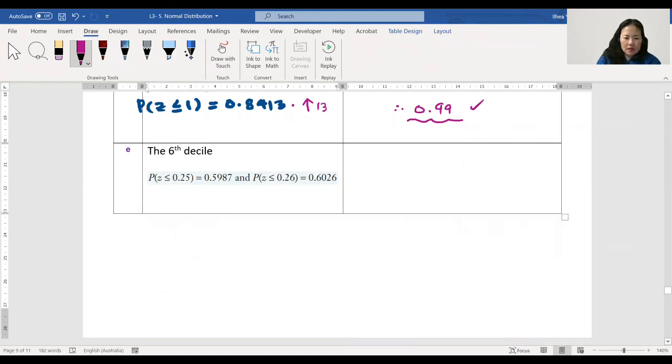Sixth decile, so it's 60%, guys. It's a 60%, so it'll be 0.6. So just above 0.6, just below 0.5987. Okay, so this one is down by 13. This is up by 26, obviously. Smaller is closer to 0.6. So my answer is 0.25.